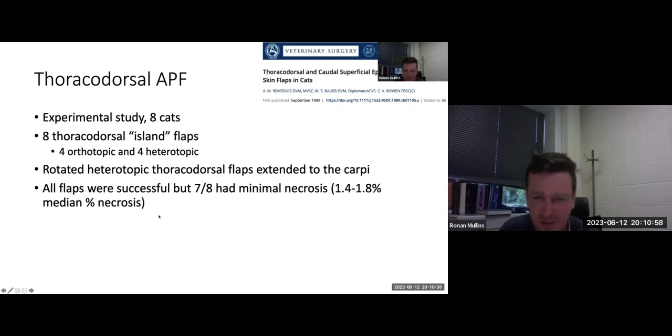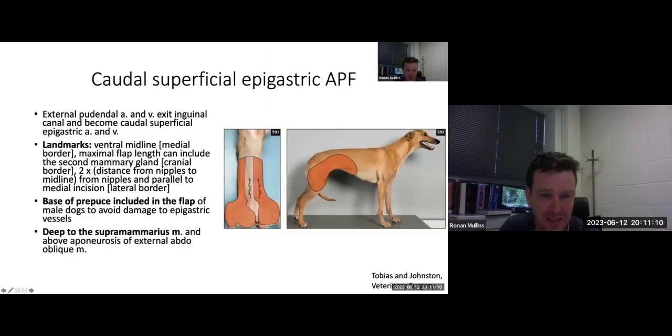The success rate in this study was quite good. So overall, all flaps were successful, but 7 out of the 8 of them had minimal necrosis of about 2%. So quite good results in that study. So that's genicular and thoracodorsal. As we move on to the caudal superficial epigastric, for the most part, this is considered a fairly robust flap. In terms of the anatomy of this flap, as you know, the caudal superficial epigastric comes from the external pudendal, which comes out of the inguinal canal.